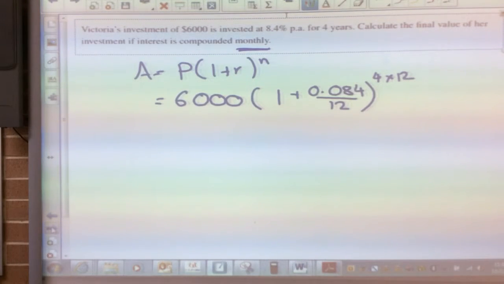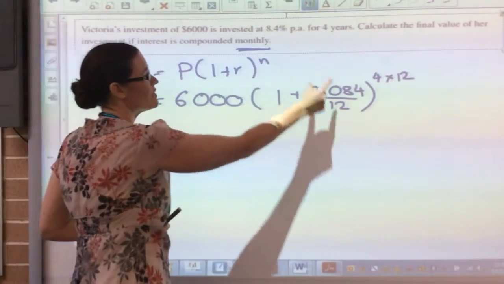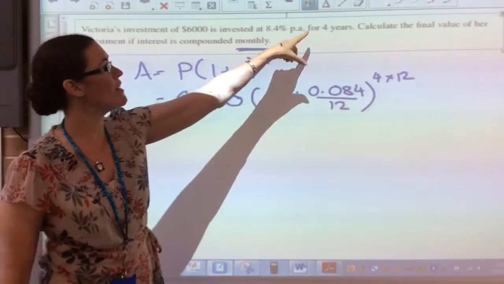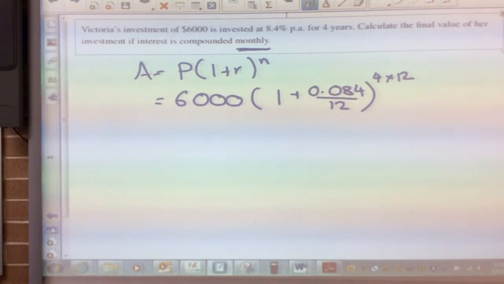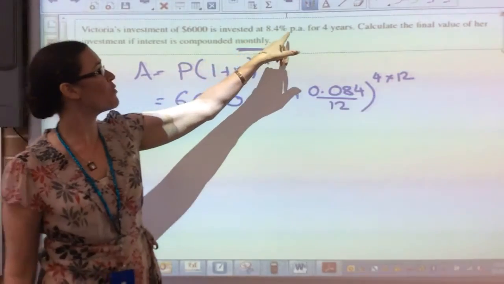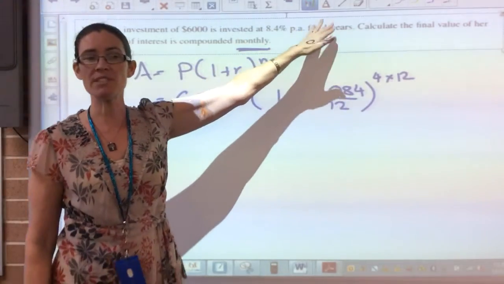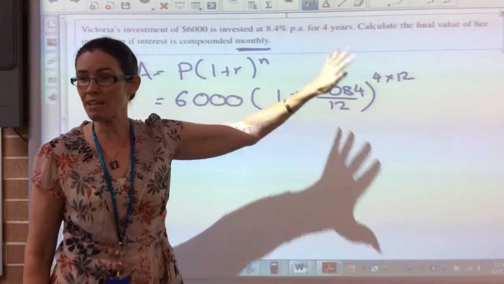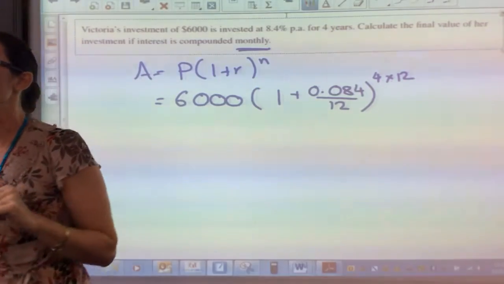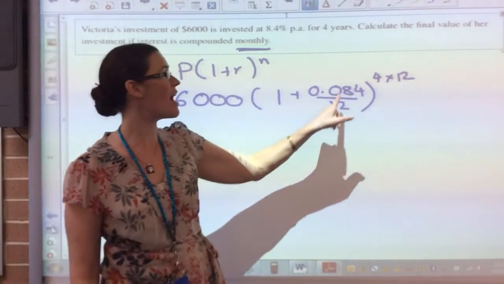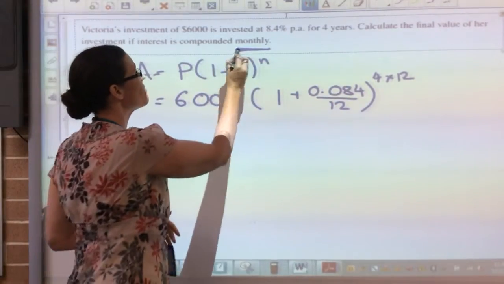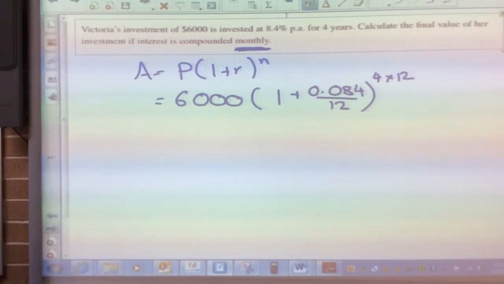Okay? So if it's monthly, I'm taking my interest rate dividing by 12, and I'm taking my number of years and timesing by 12. If it was weekly, it'd be 52. If it was 6 monthly, it'd be 2. Always read the question carefully. Sometimes they might say 8.4% per annum for 17 months, so it might already be in months, so you might not have to change it. So you really need to check the question carefully that both R and N are in whatever you are compounding, which in this question was monthly.